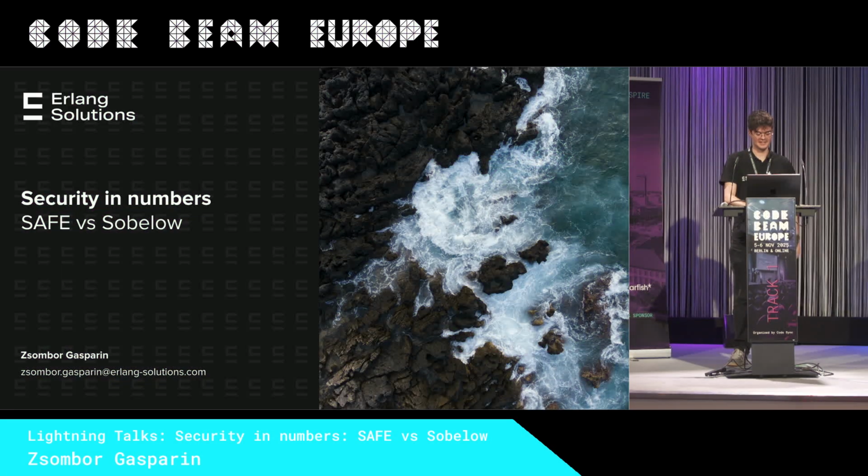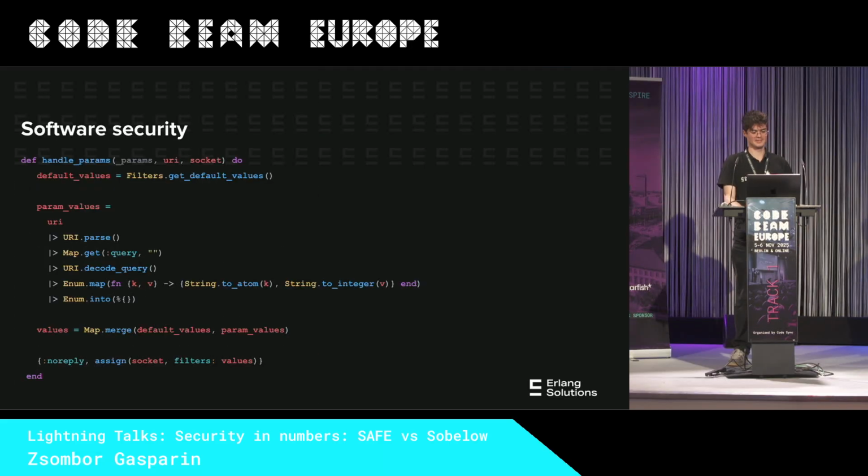So, hi. I have a code snippet. It's a general handler params function. It basically implements a basic filter. But there's an issue with it, and it resides right around here. We are generating atoms, and we don't really verify these keys, so someone can take down our node.